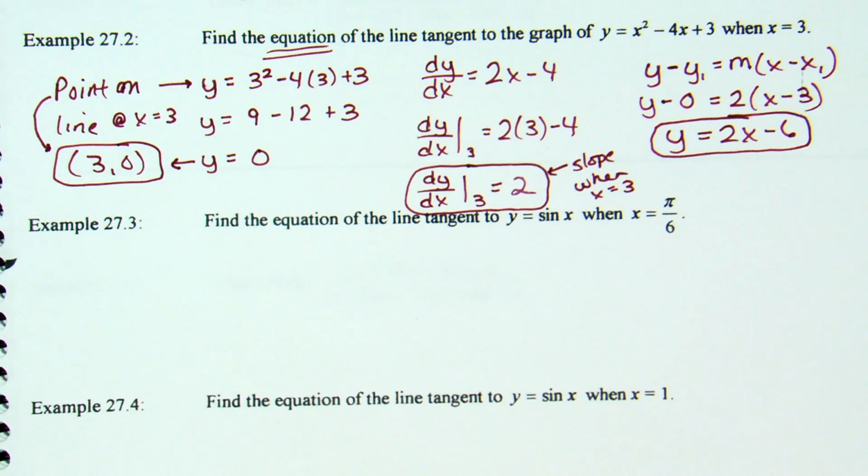Okay, so find the slope at that point, find the point, put it into an equation. That's the gist of what all needs done. Questions? Think you can do the next one then?